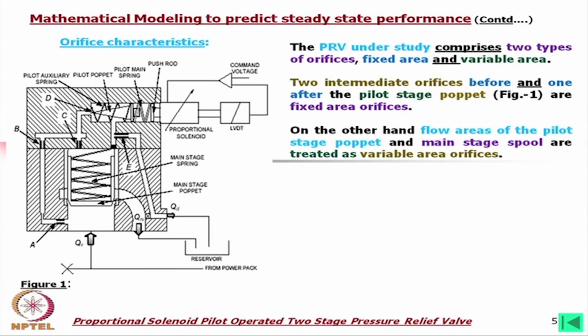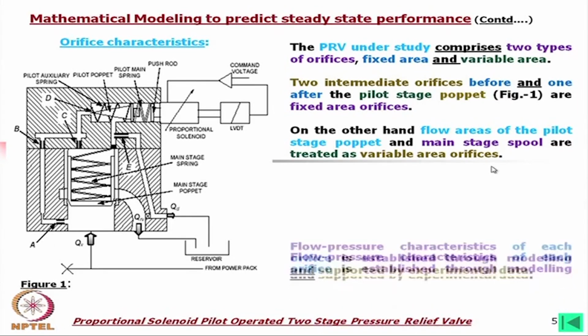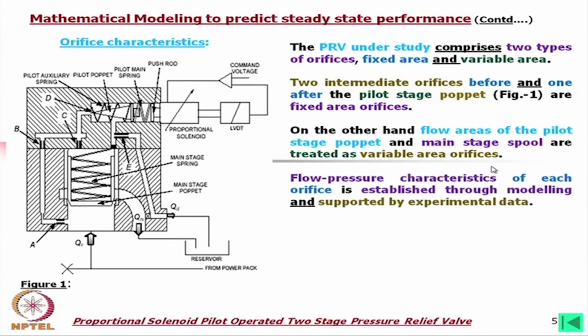On the other hand, flow areas of the pilot stage poppet and main stage spool are treated as variable area orifices, which I have explained already. Flow pressure characteristics of each orifice is established through modeling. We can establish this through mathematical modeling, and then it can be supported by the experiment.